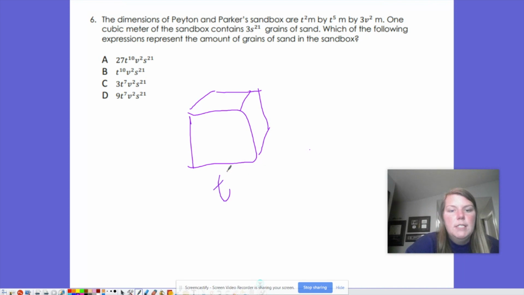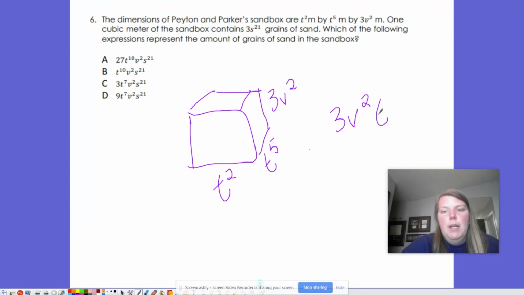So we know one dimension is t squared, the other dimension is t to the 5th, and then the third dimension is 3v squared. So how we would find the volume is just multiplying all of those together. So t squared and t to the 5th would give me t to the 7th. So we have 3v squared times t to the 7th power. Now that only gives me the measurement of the box. We want to know how many grains of sand can be in the box. And so we need to multiply this by the amount of grains of sand in 1 cubic meter.